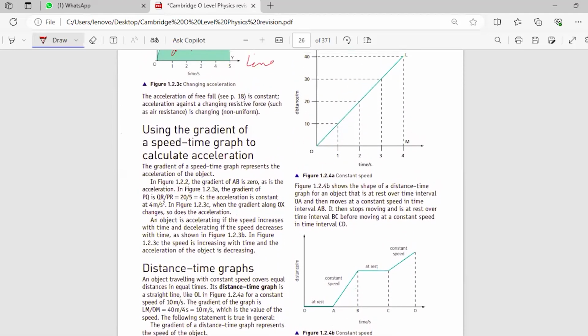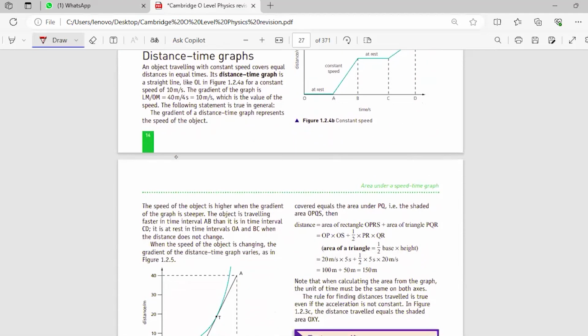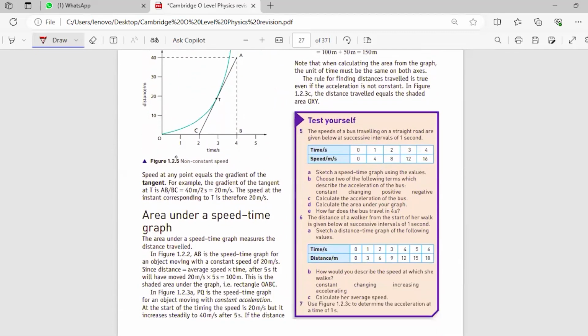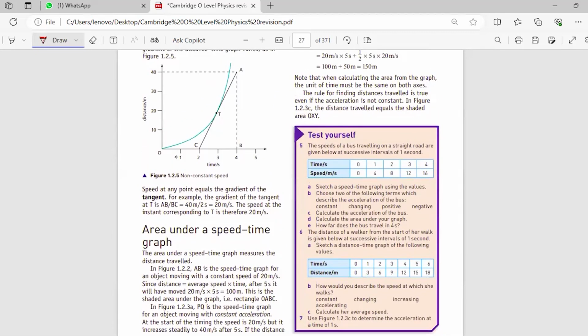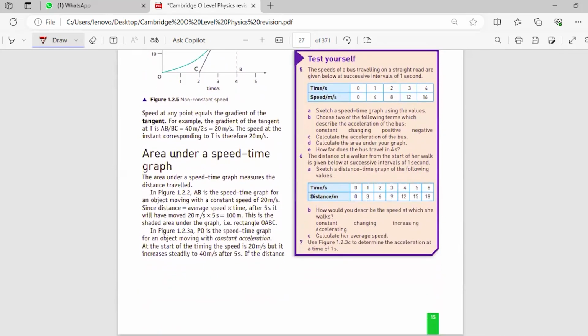Here is going to describe the distance-time graph. You must see them. Okay, let us do the questions. These are the graphical ones.